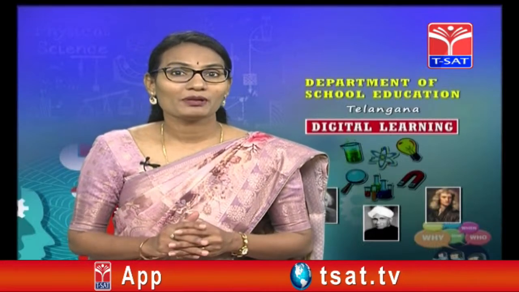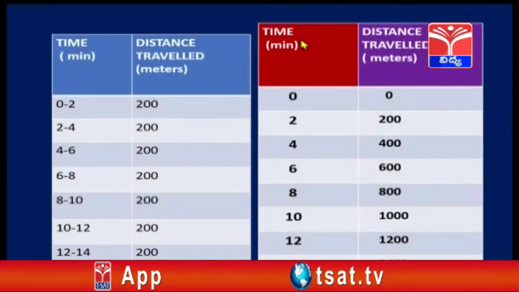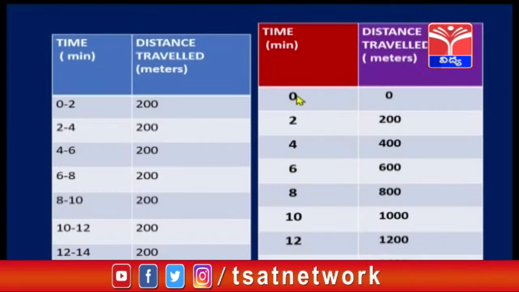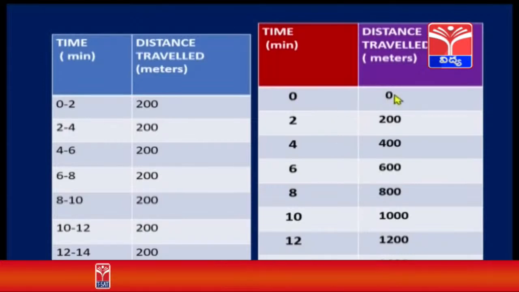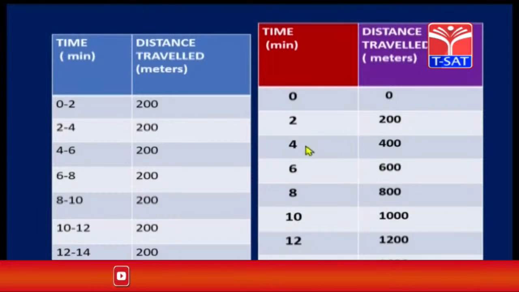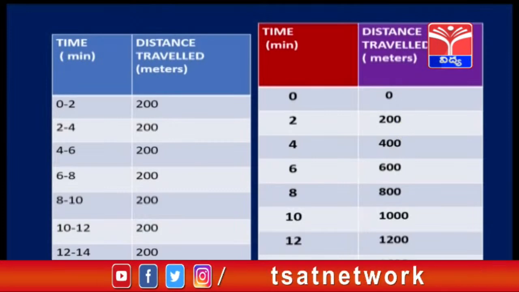How to draw the table? Observe here. Now I took the time values like this and the distance values like this. 0 means at the initial time she traveled the distance 0 only, means she is at home only. After 2 minutes she covered the distance 200 meters. After 4 minutes, 400 meters, means we have to add to the total distance.